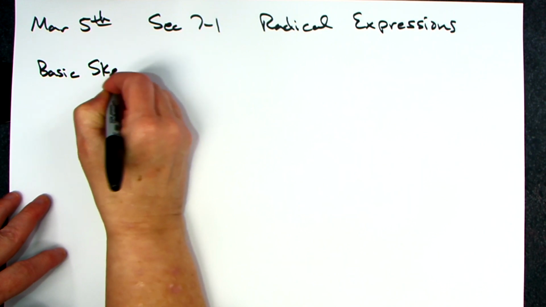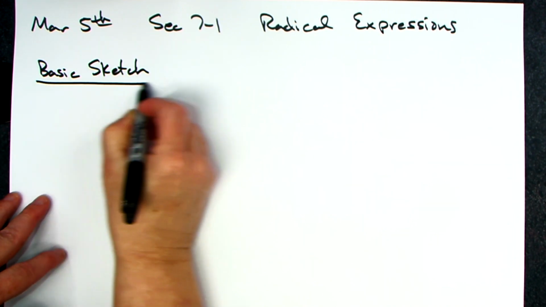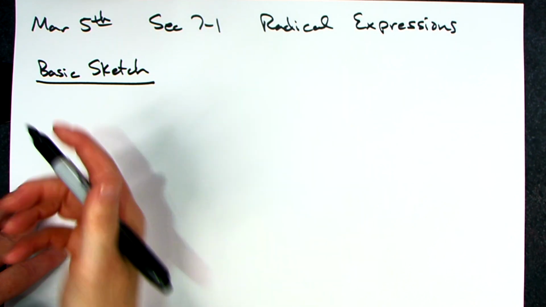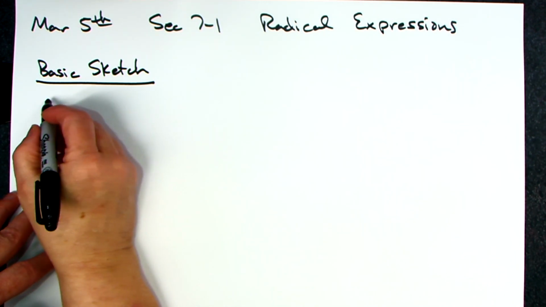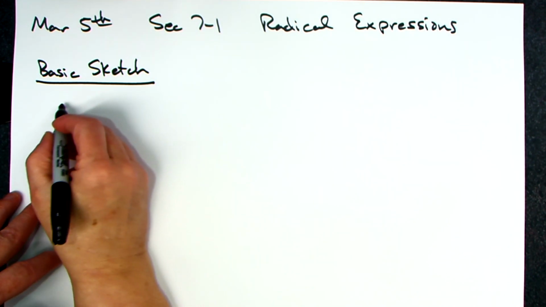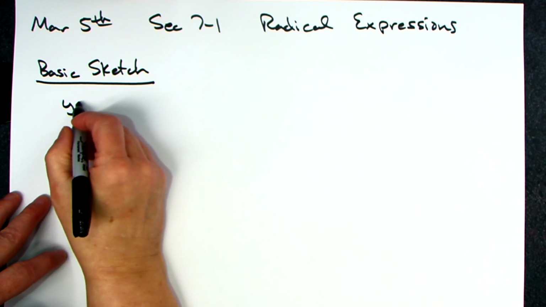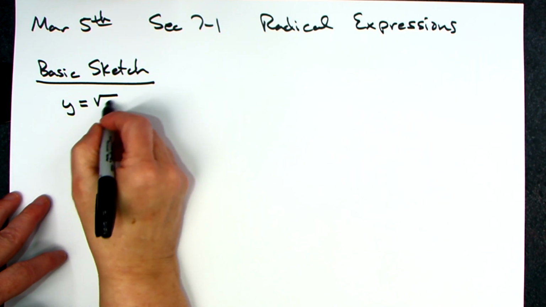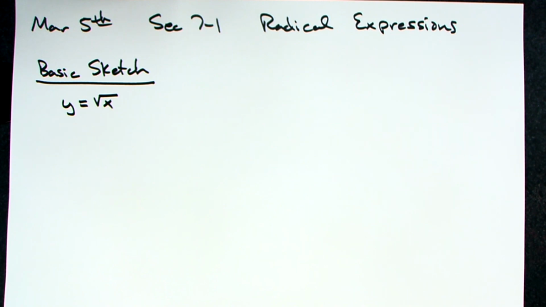All right, so let's look at a basic sketch here. So radical means square root, so let's just take the square root function. We may even do the cube root as well. So y equals the square root of x. Okay, so a basic square root function, not moved or translated anywhere around the coordinate plane.